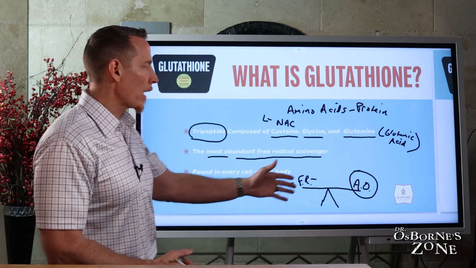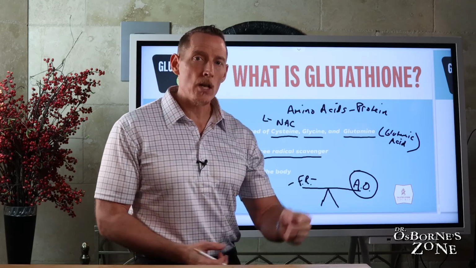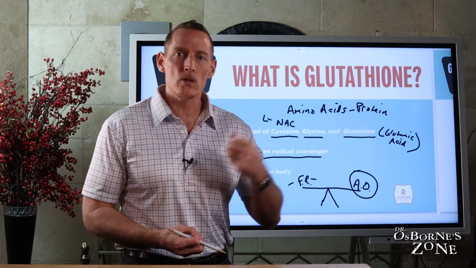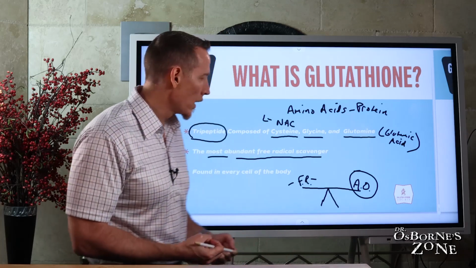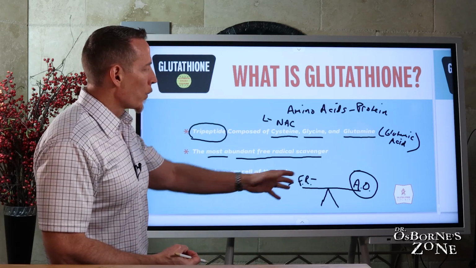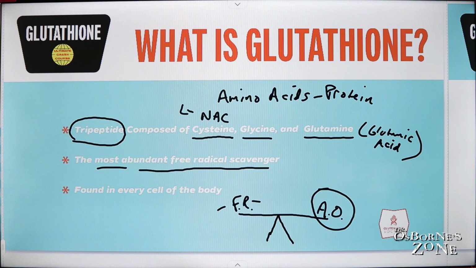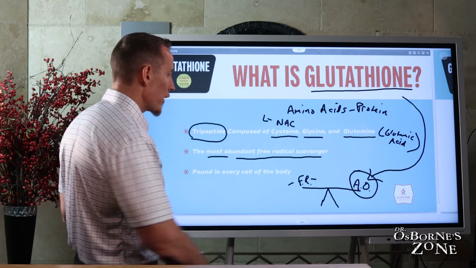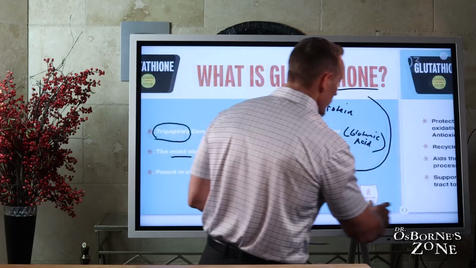If our free radicals outweigh our antioxidants, we end up aging at an accelerated pace. Our DNA becomes damaged more readily. It increases the risk for certain types of diseases. But if these two are relatively balanced, we're going to age gracefully. And that's why glutathione is so important. It's the most abundant antioxidant, free radical scavenger that we make, and it's the most powerful. So it's very, very important that we have it.